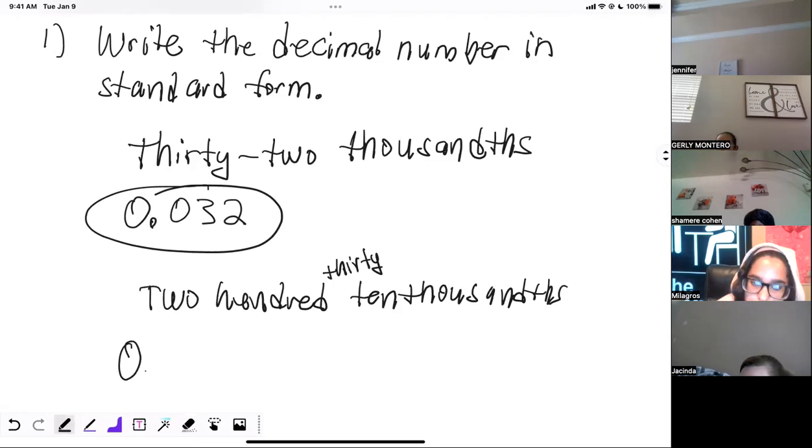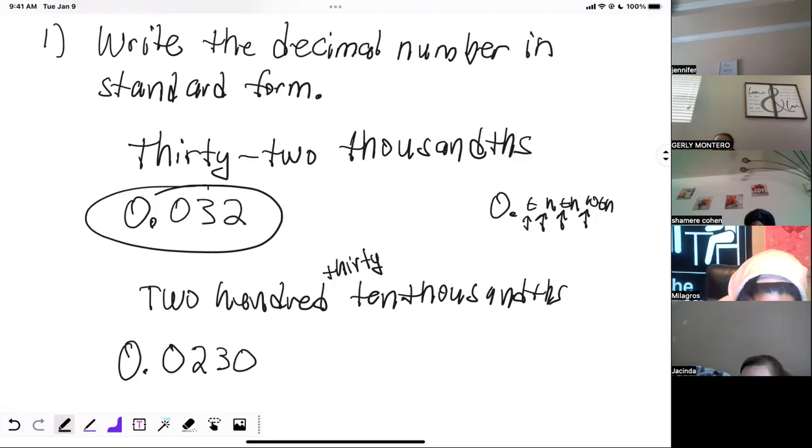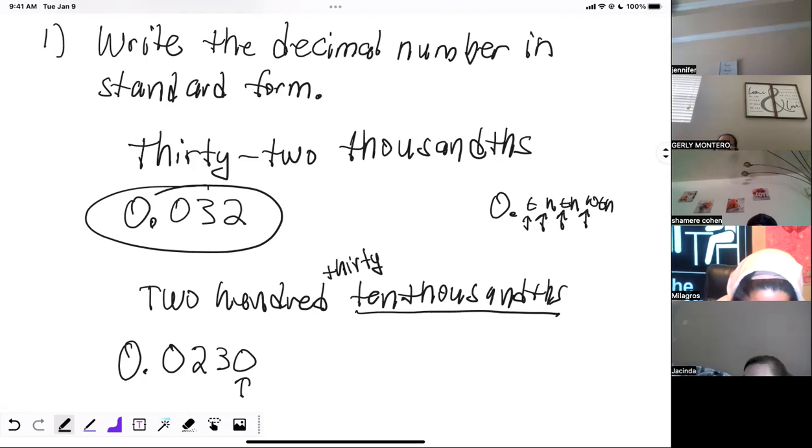Okay. So for the ten thousandths, say we have a decimal place, right? That's my tenths. This is my hundredths. This is my thousandths. This is my ten thousandths. So it's actually the 4th decimal place. So 230 ten thousandths. So 0, tenths, hundredths, thousandths, ten thousandths, 230 ten thousandths. This is my ten thousandths spot. So that number has to end wherever it's telling you the spot has to be.